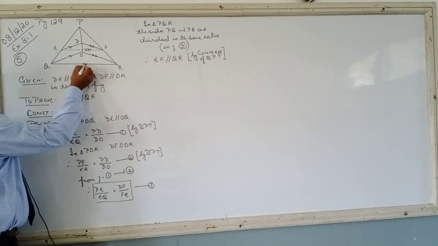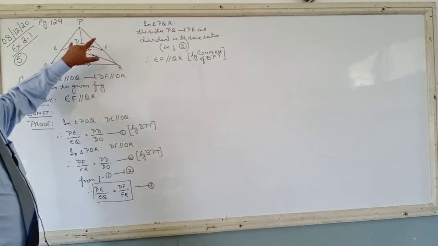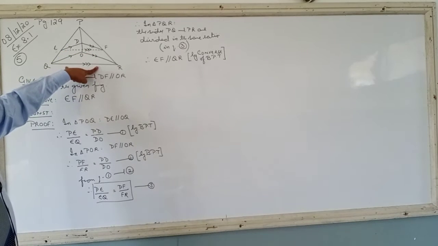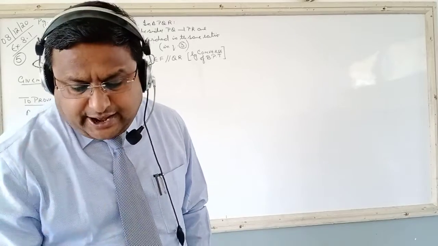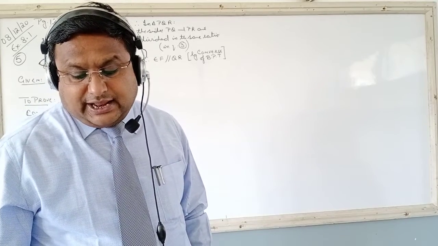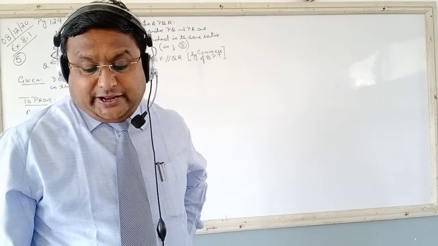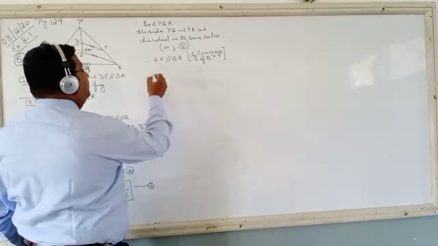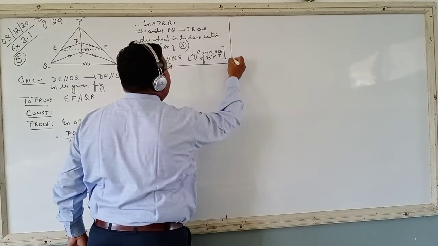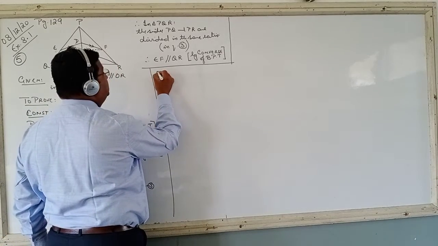And what is the converse of BPT? It says that if a line divides two sides of a triangle in the same ratio, then the line is parallel to the third side. Isn't it? Same application, students. There is nothing new. Question number 6, if you observe, it is the same. In the given figure, A, B and C are the points on the sides OP, OQ and OR respectively, such that AB is parallel to PQ, AC is parallel to PR. Let us draw the figure. You will observe that same application is there.